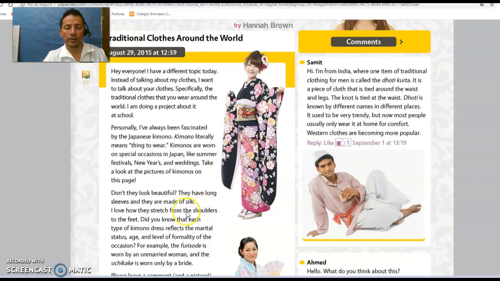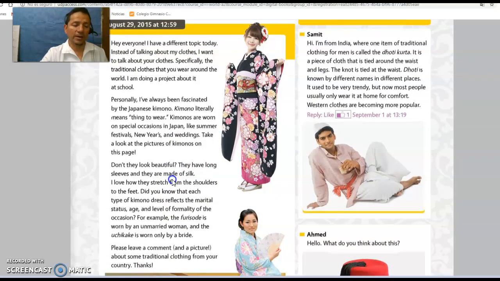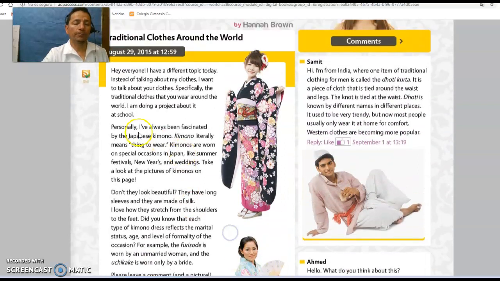So that's what I need. I need you to circle the words that you don't understand. And the second exercise is to underline the verbs in the text.